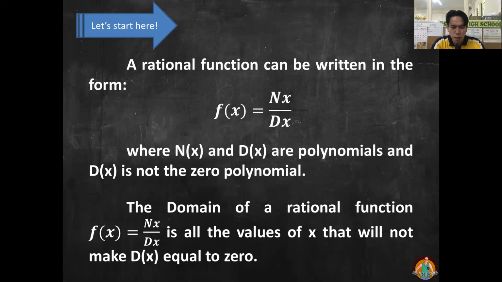So, ganun siya kasimple. So, what do you mean by domain daw? The domain daw is any real number of x. So, yung x, kapag pinalitan natin, will not make the denominator equal to 0. So, yun ang tatandaan natin. So, our domain is the values of x that will not make the denominator equal to 0. Yan yung importante, ha? Yan lang, oh. All the values of x that will not make d of x or the denominator equal to 0. Okay? So, para mas maintindihan, let's have this example.